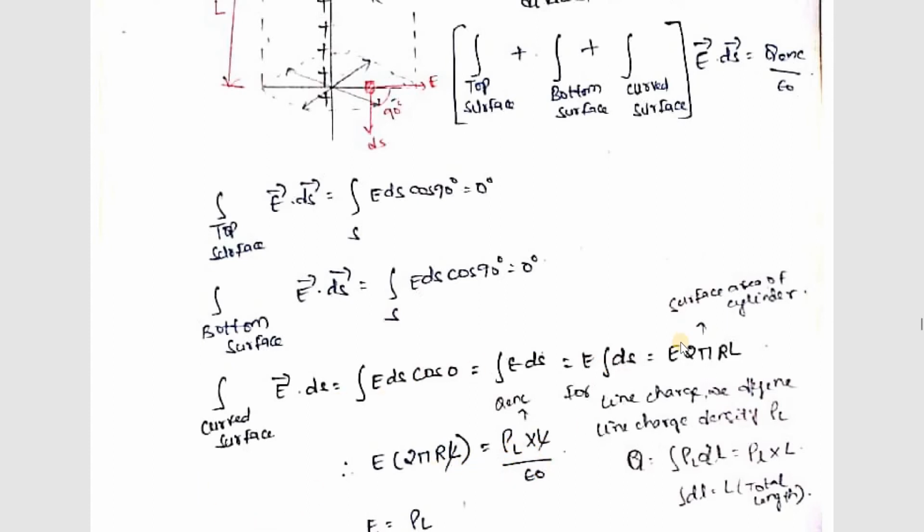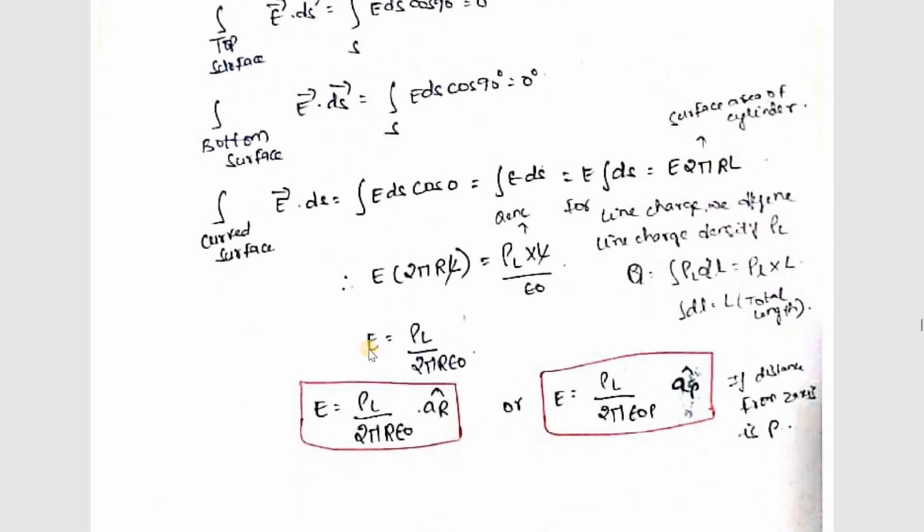So at the left side, we get E into 2 pi RL. L and L will get cancelled. So we get E is equal to rho L by 2 pi epsilon naught into R. In terms of unit vector, E is equal to rho L by 2 pi epsilon naught R into AR, or E is equal to rho L by 2 pi epsilon naught rho into AR. This is if the distance from the z-axis is rho, not R.